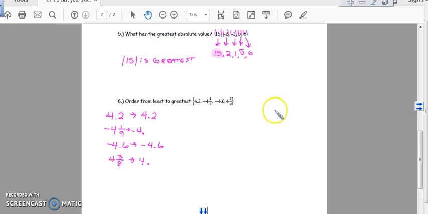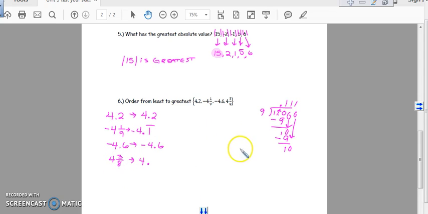So let's do 1/9. Top on the inside, bottom on the outside. 9 can go into 10 one time. You see it repeating. So negative 4.1 repeating.